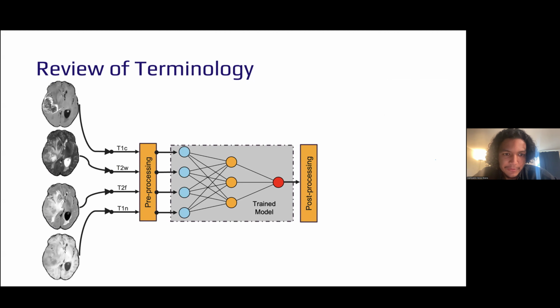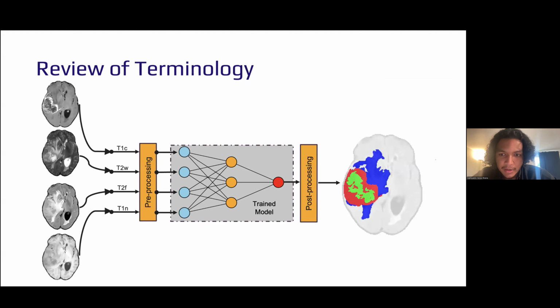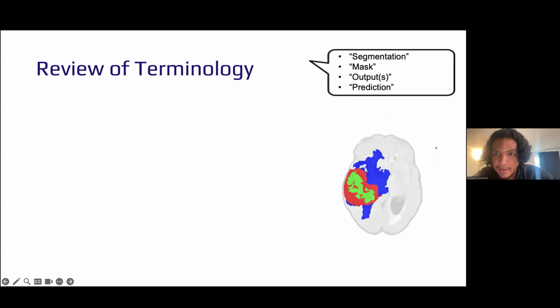So once we have our full framework, we get our produced segmentation masks, and we can refer to them as segmentations, masks, outputs, and predictions. So now that we have all this terminology, we can move forward, knowing that we have the same language in mind when we're talking here.